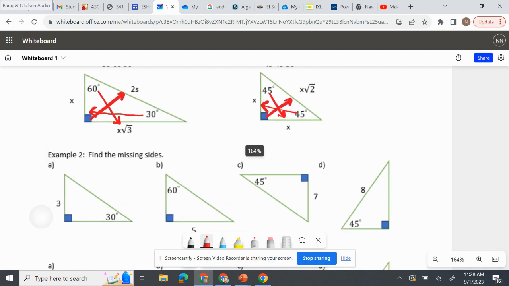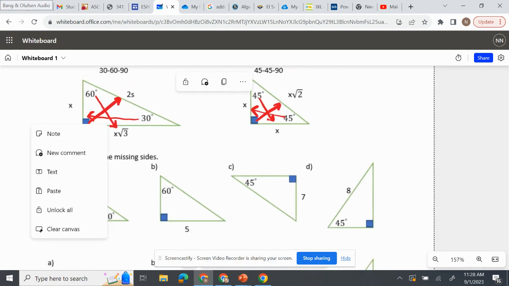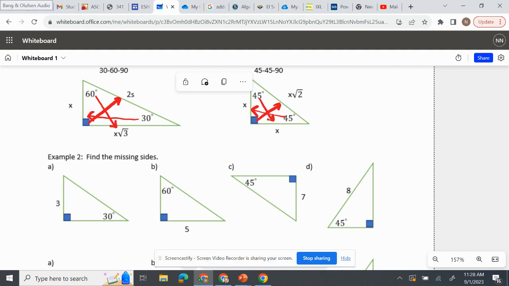Now, when we're looking at our first one, we notice that we have a 30, 60, 90 triangle. So if this is the 30-degree side, this is the 60. Now, if the 30-degree side is 3, the 60-degree side is 3 rad 3, and the 90-degree side is 6.